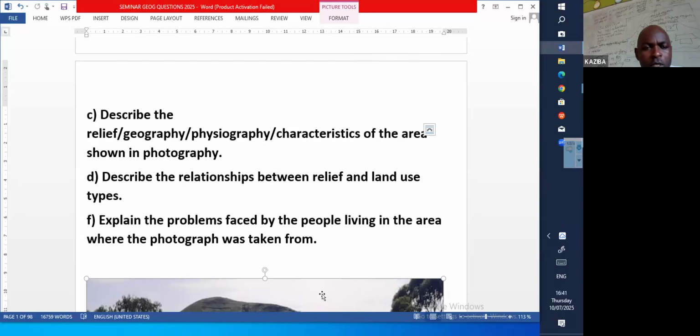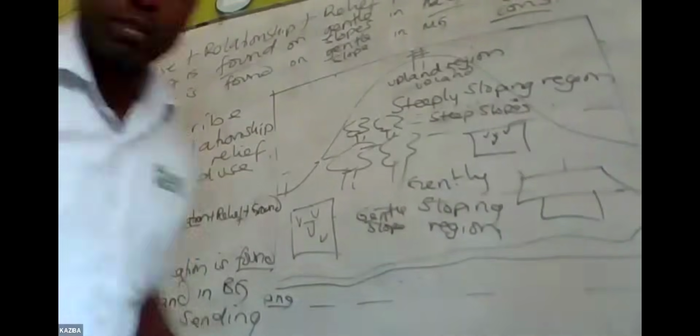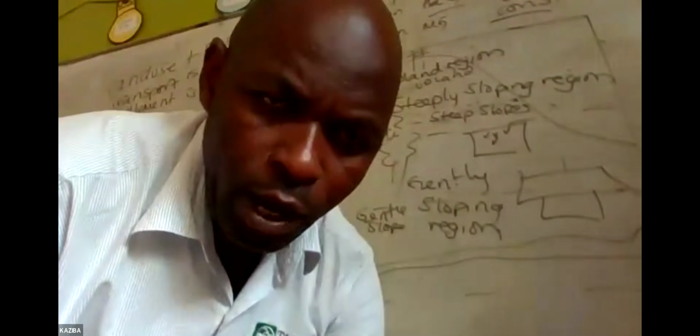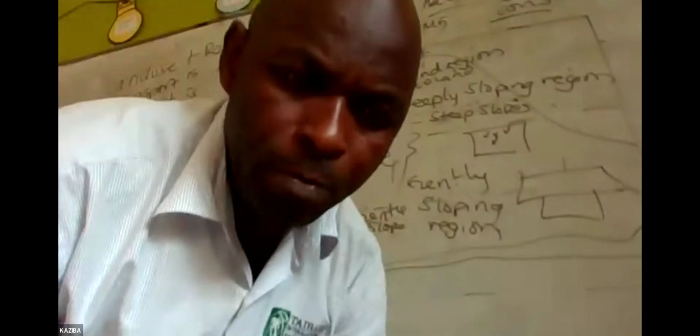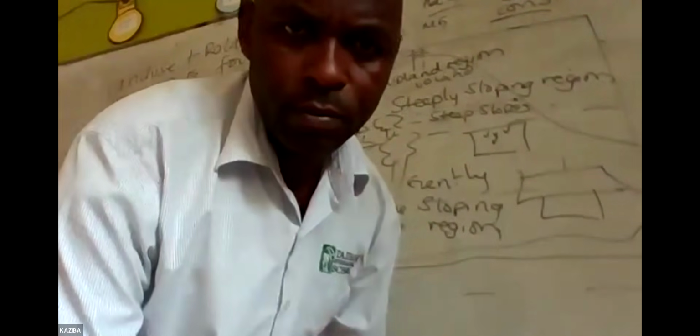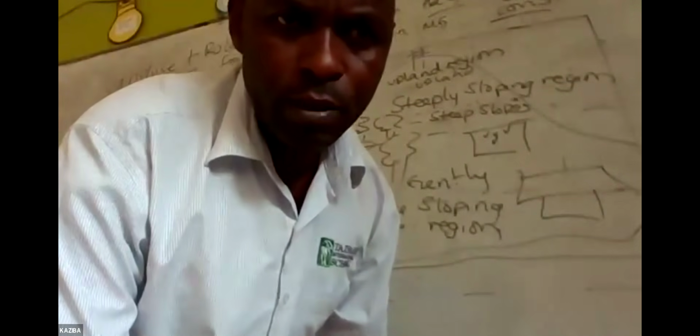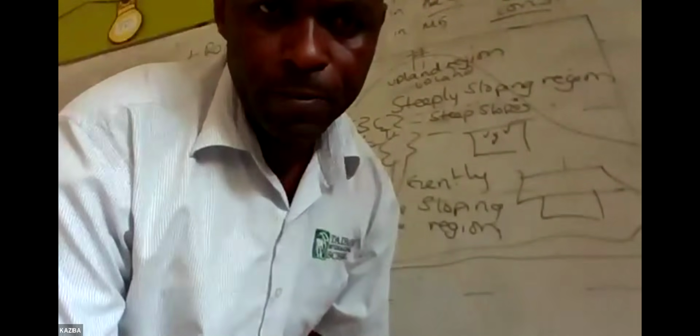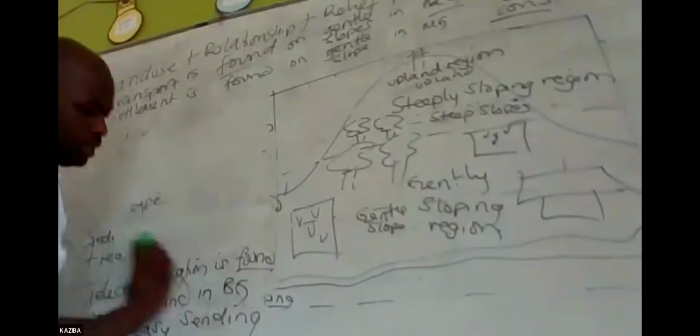So we're going to look at explain the problems faced by the people living in the area where the photograph was taken from. Sharon, unmute. Joel, unmute. Okay, so we're going to look at this and see the problems faced by the people living in that area.